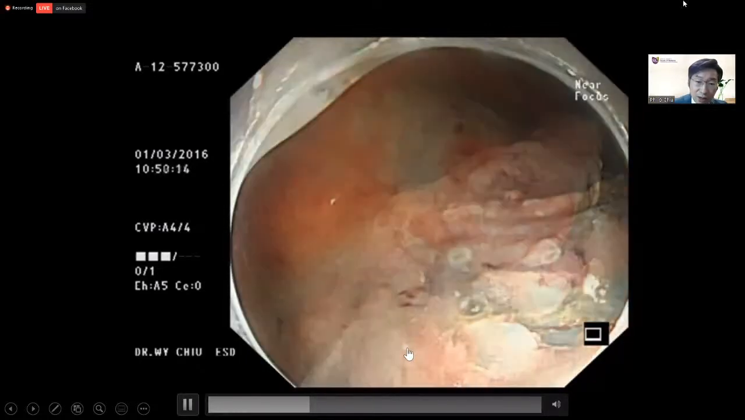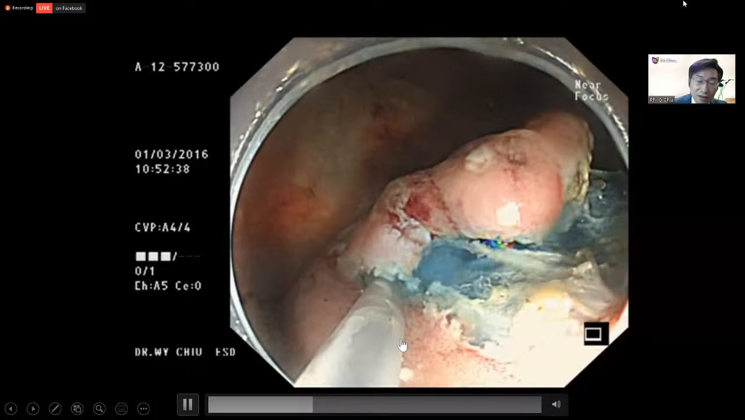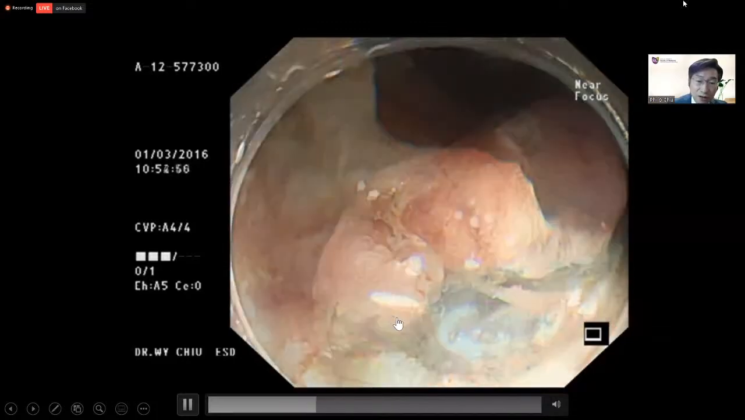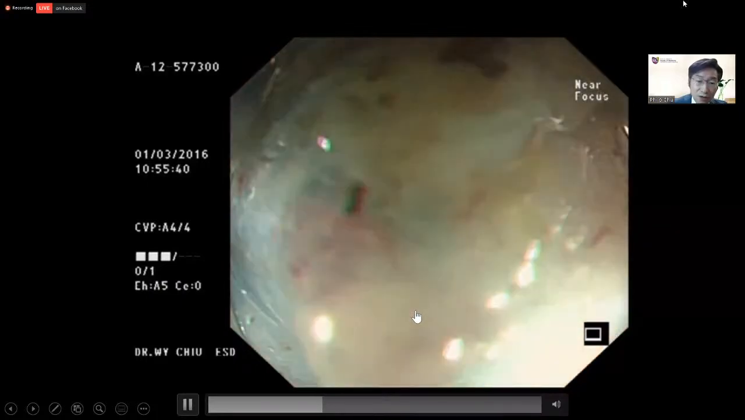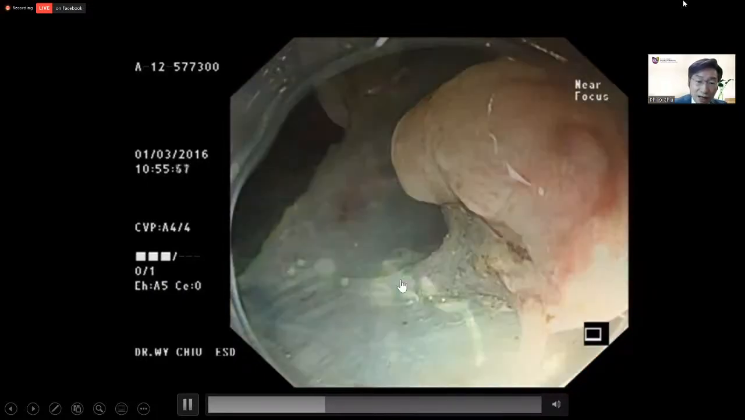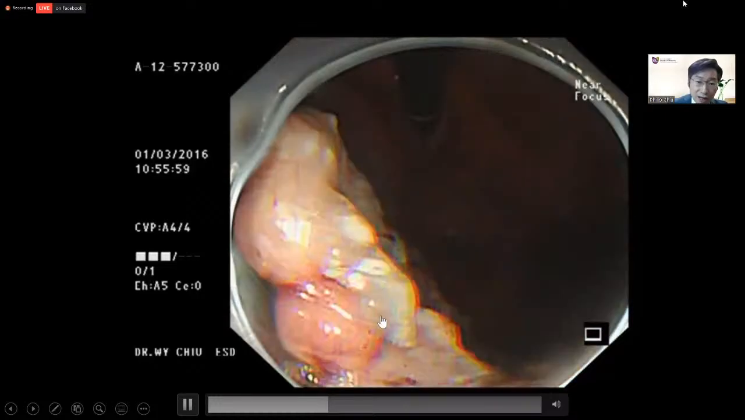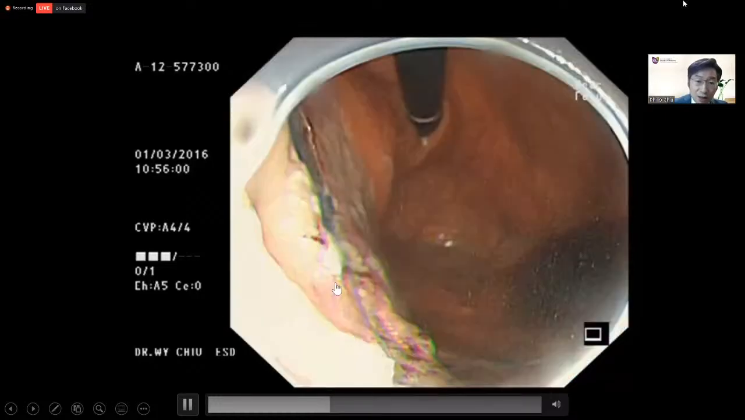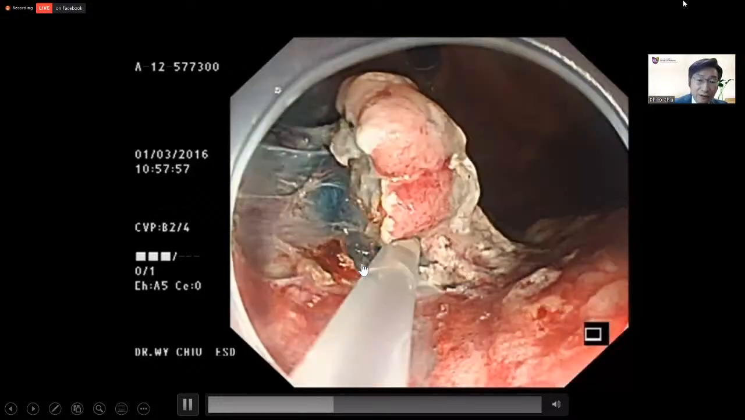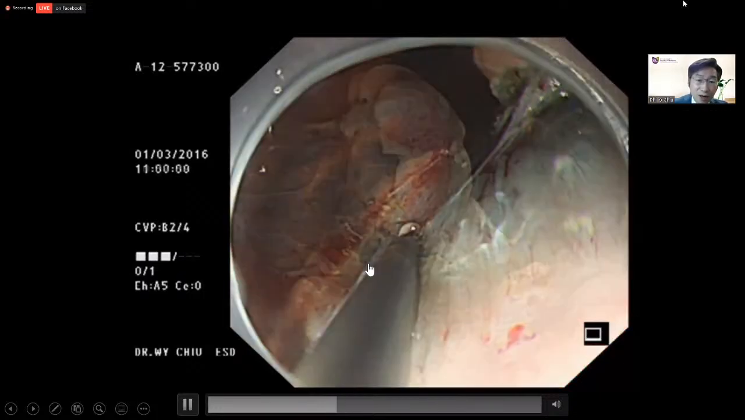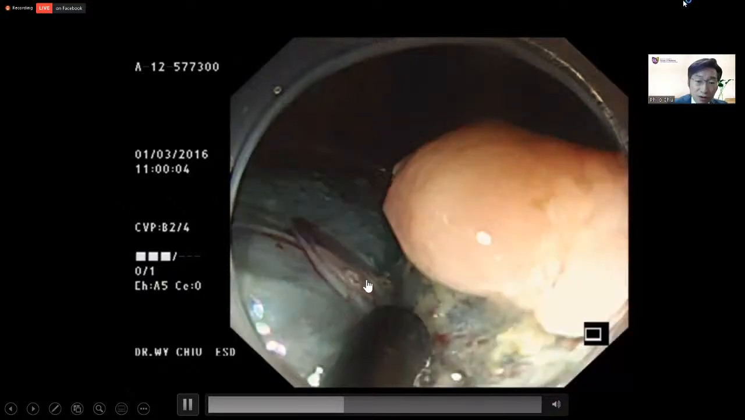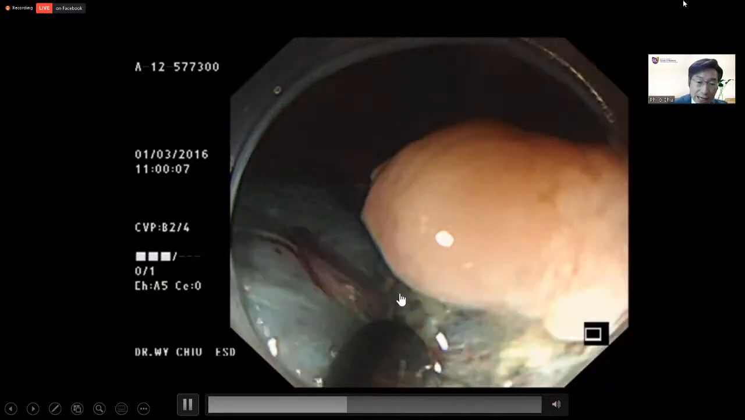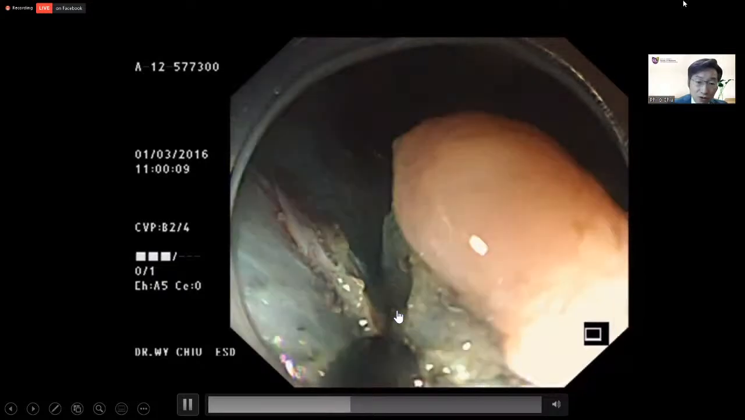And we are using this ESD device. This is called the dual knife with a water jet function. So when you are dissecting, you will also be able to inject at the submucosa. And during this dissection, a lot of the time I would just open around 75% of the circumference before the completion of the submucosal dissection, to avoid too much leaking of the submucosal cushion.